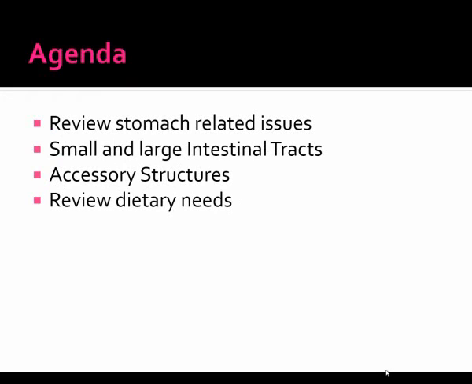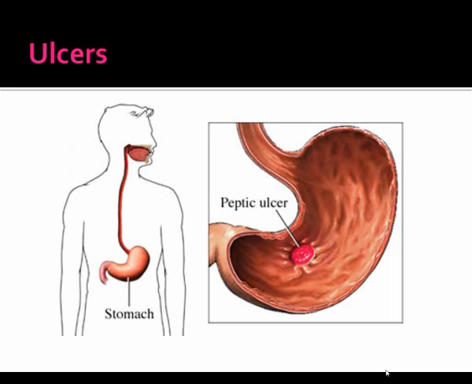In our last video, we reviewed the stomach, its anatomical parts and its function. Now we're going to talk about some related issues such as ulcers, gastric bypass surgery, things like that. We'll move down into the small and large intestinal tract, and we'll also review accessory structures, which include the pancreas, the liver, and the gallbladder, and the functions of each of those. And then to conclude, we will review the dietary needs of our body.